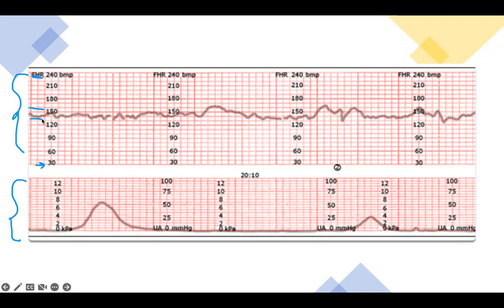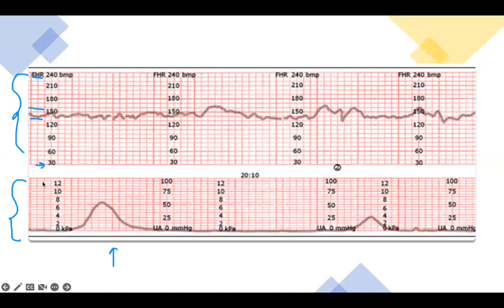So initially, the way to read this is look at the contraction phase. I start from the bottom. And then you look at the contraction. They've given you the magnitude of the contraction from 0 here up to 100. So they've given you different measurements. This is the pressure in millimeters of mercury, and this is in Pascals. So different readings. It doesn't matter. You have to know what is normal.